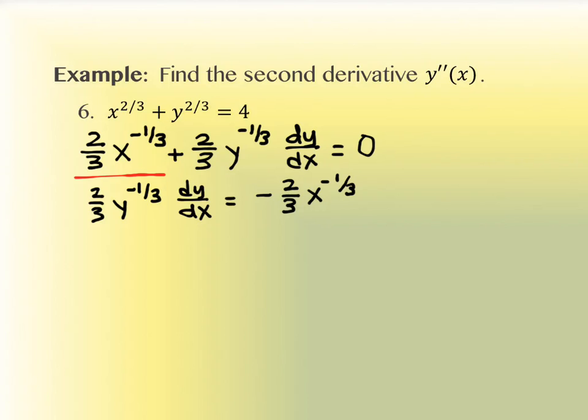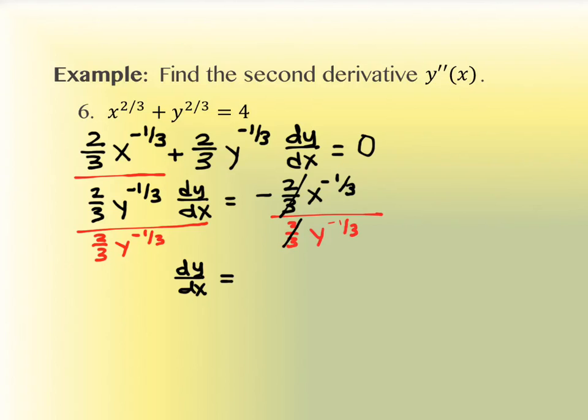Now what? Divide by the 2/3 y to the negative 1/3. What beautiful thing happens? I get the dy/dx by itself. What about on the right-hand side? The 2/3 cancel, don't they? So I actually have negative x to the negative 1/3 over y to the negative 1/3, sorry.